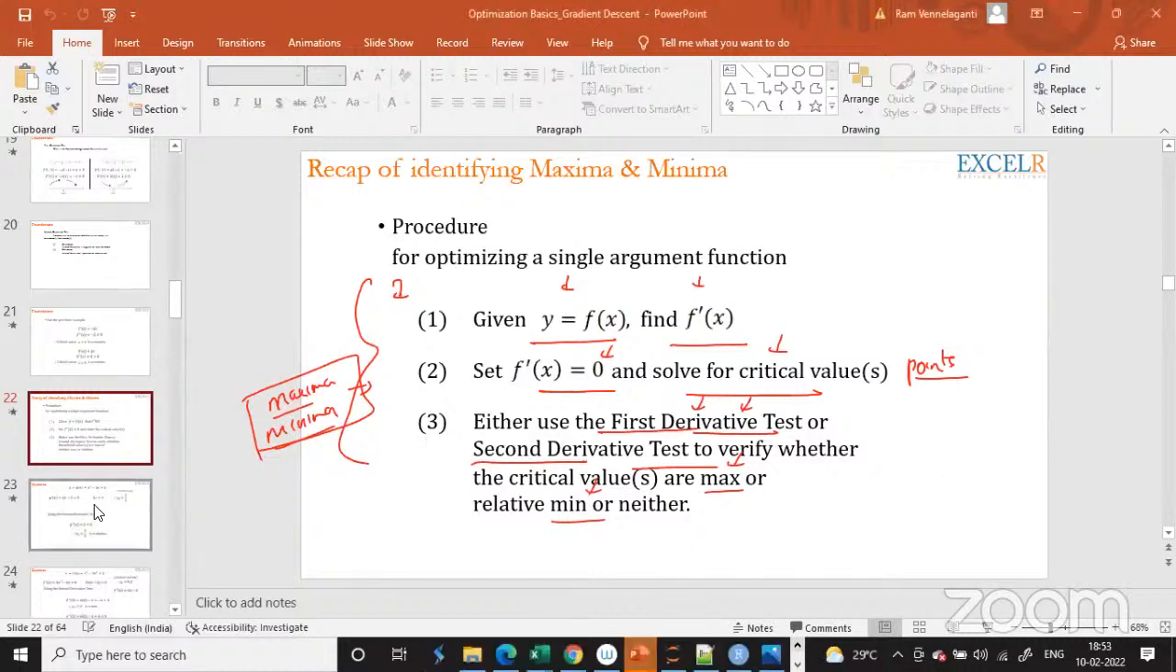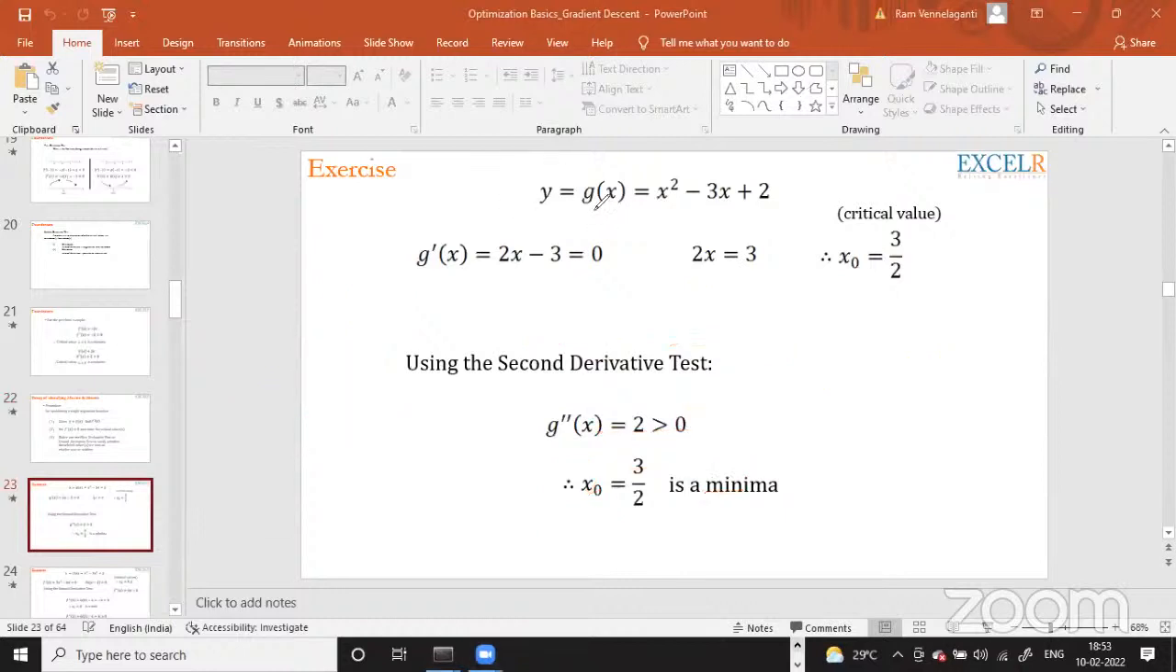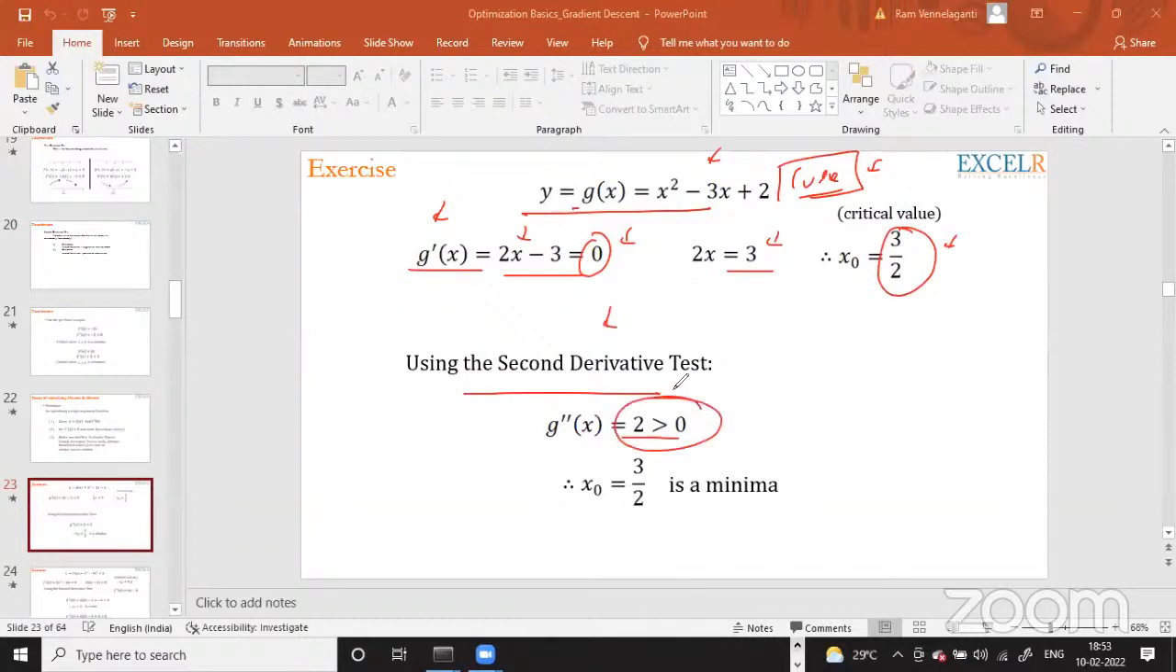Now some examples are there for us to understand. A simple example: y is equal to x square minus 3x plus 2. This is the equation of our curve. So what are you supposed to do? Take the first differential, 2x minus 3 equal to 0. You're going to get your critical point. And then take the second derivative test. The second derivative is positive for us, and therefore you can say the curve is going to have a minima. That is the logic.